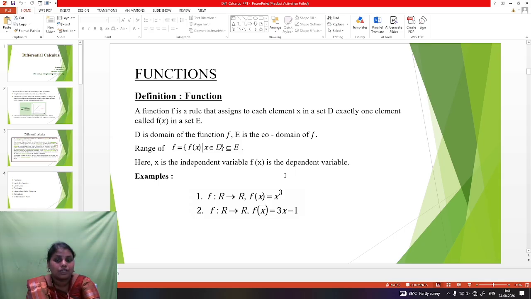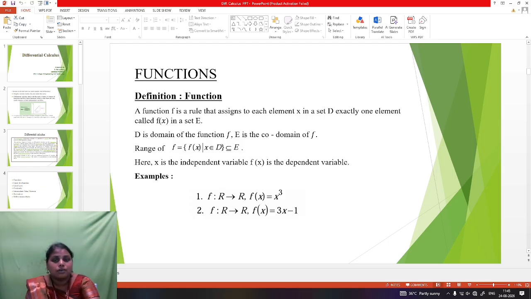F of x is the function; we get the result for x belonging to the domain D. The set of all results is contained in the set E. Here x is the independent variable and f of x, the function of x, is the dependent variable.